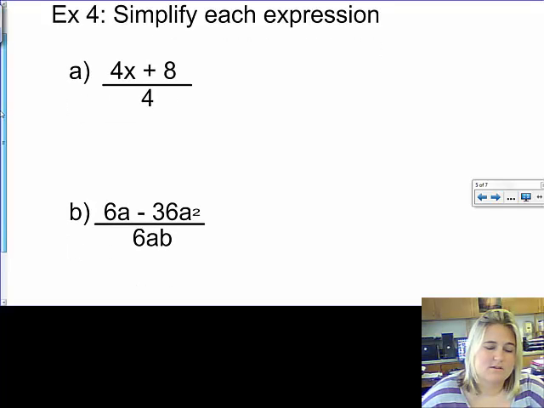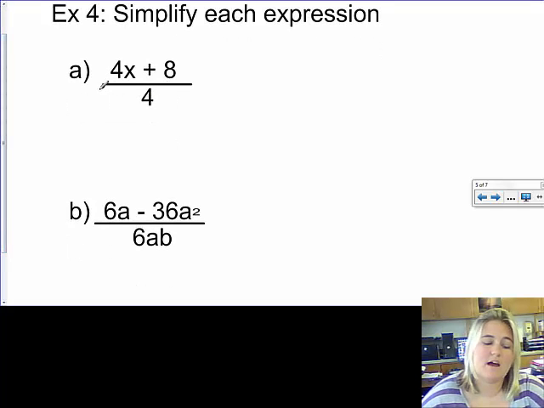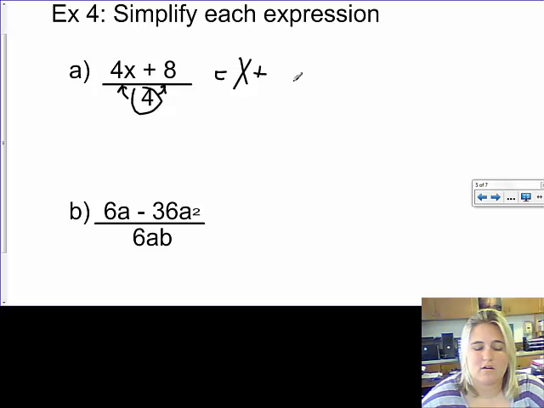On this one, it wants me to simplify each expression. This is very similar to whenever we are getting things into slope-intercept form, or when we're solving for a variable and we're dividing on both sides. We talk about that. Well, this is dividing this entire thing by 4, which means that the 4 goes to each term in that numerator. So 4x divided by 4 would just give me x, plus 8 divided by 4 is 2.